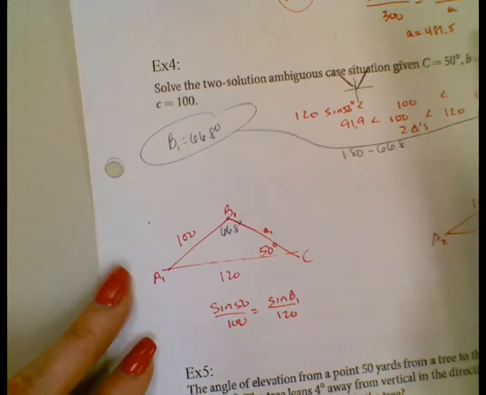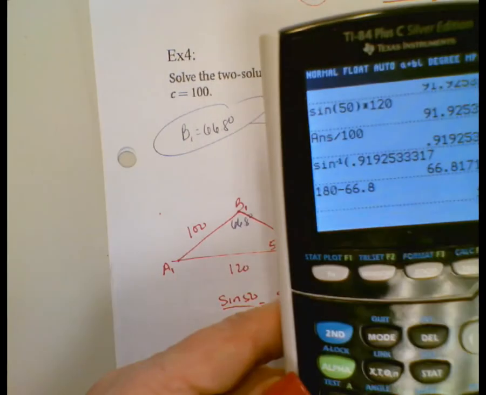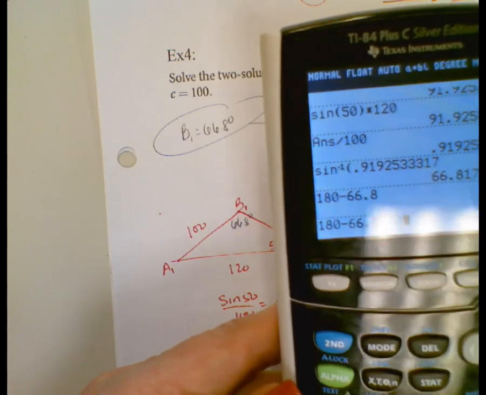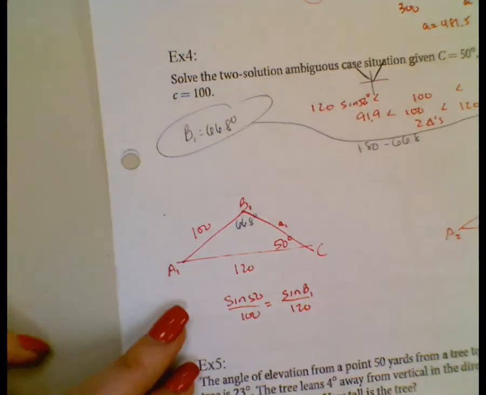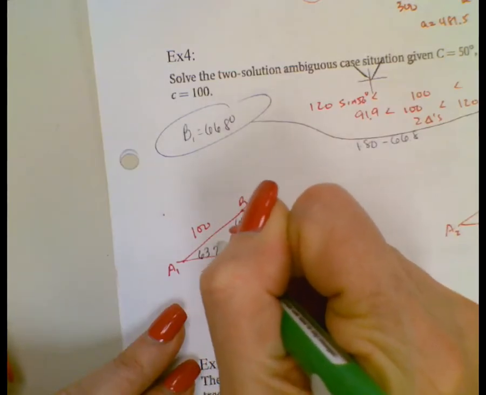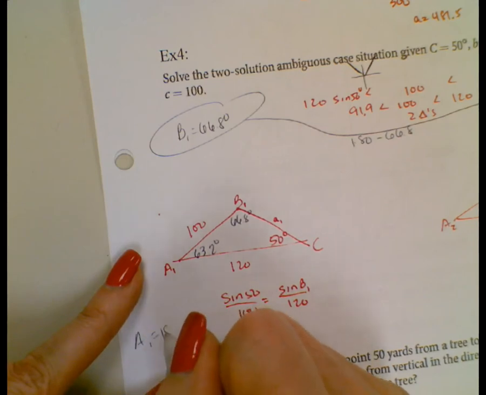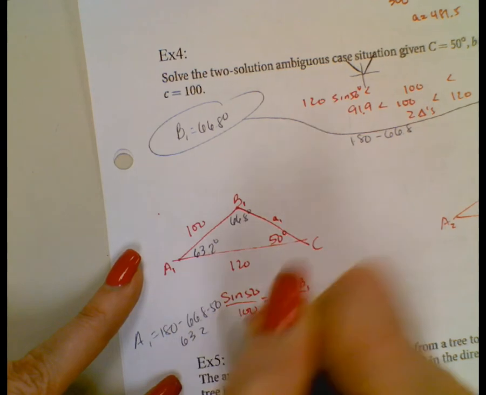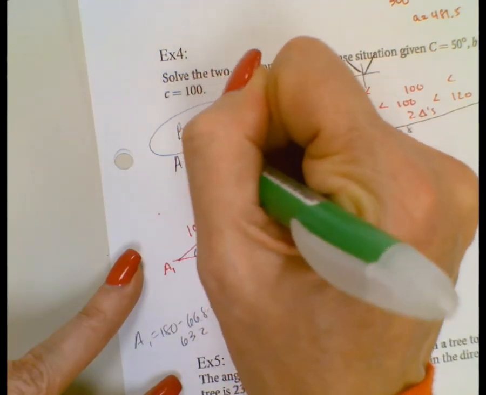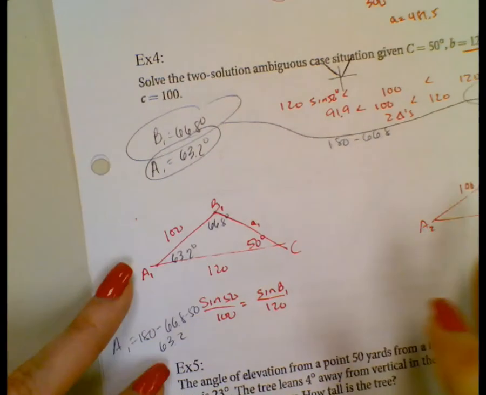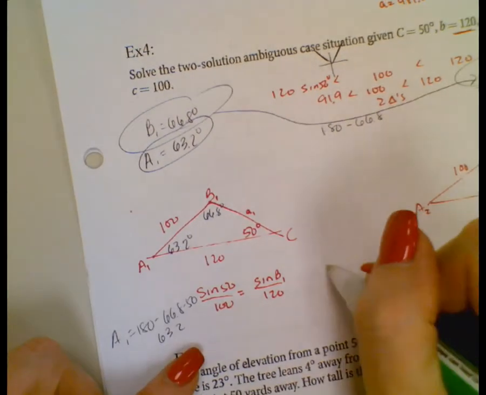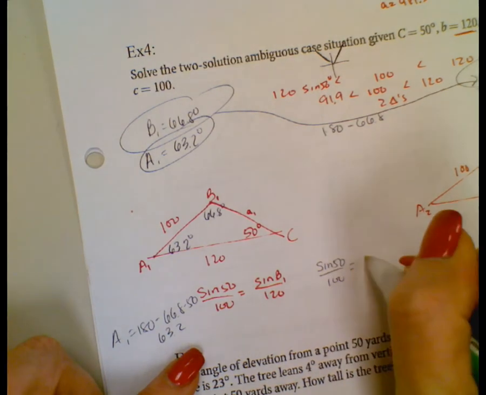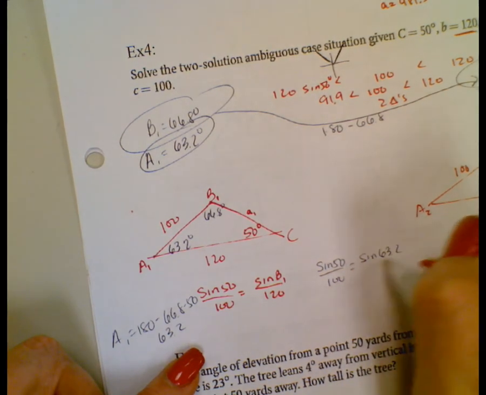Now, the rest of these are not too bad. So to find A, you take 180 minus 66.8 minus 50 for 63.2. So A1 is 63.2. Side A, we're going to do all signs. So we're going to go sine of 50 over 100 equals sine of 63.2 over A1.